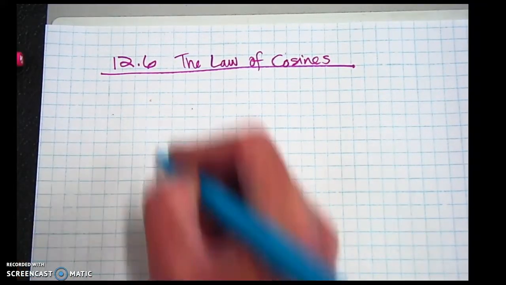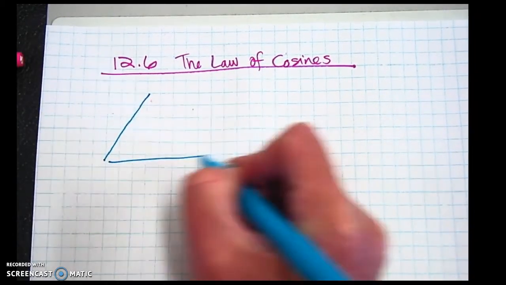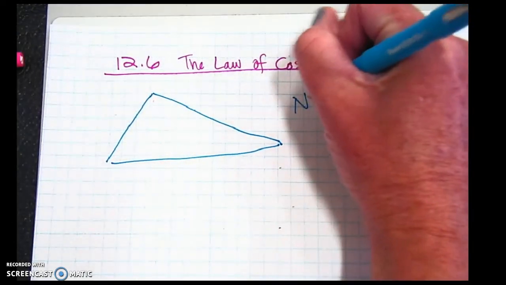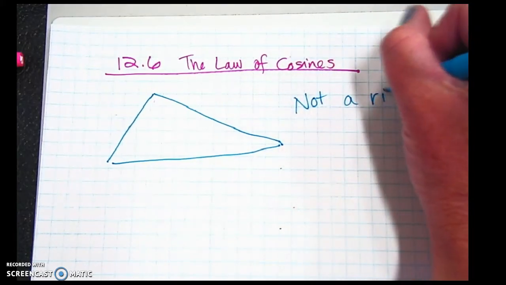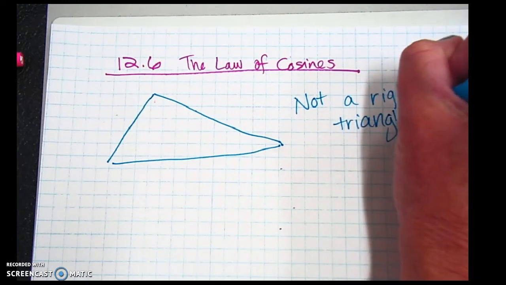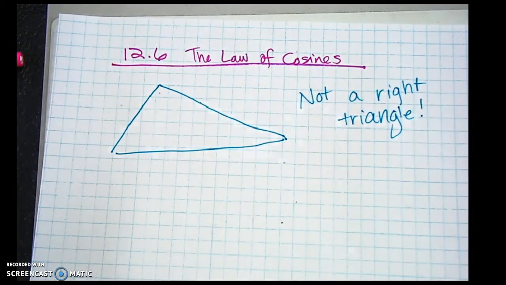So basically, for the law of cosines, you're going to need a triangle. Just for clarity, this is not a right triangle. There are other, better, faster things that we use to solve for right triangles, right? Pythagorean theorem, regular trig, inverse trig. Those all work on right triangles, and they're better and faster, okay?